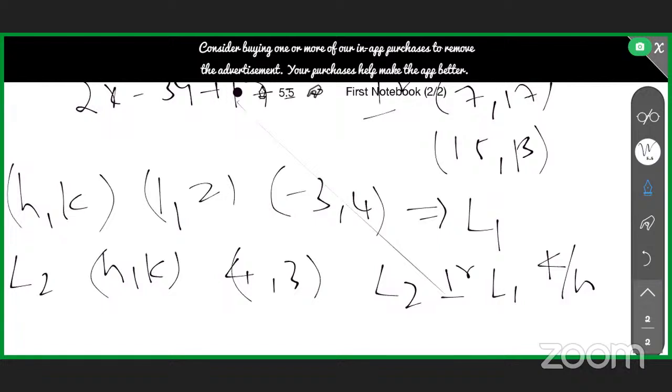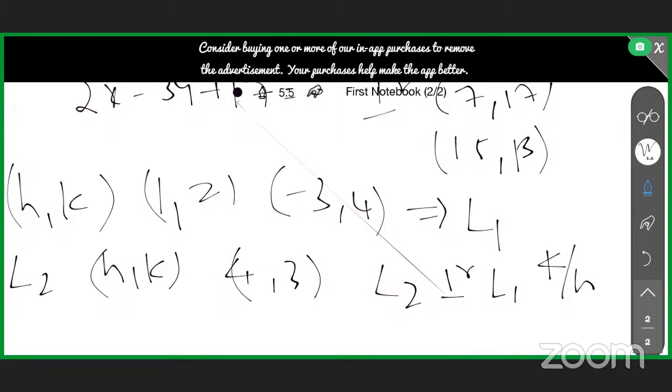So what they're telling is h, k, 1, 2 and -3, 4 are lying on the first line. They have not given the equation. Then they're telling that the second line is passing through h, k and 4, 3. And this second line is perpendicular to the first line. Given that concept, find the ratio of k by h.